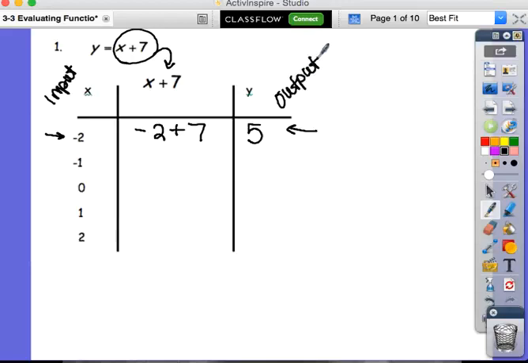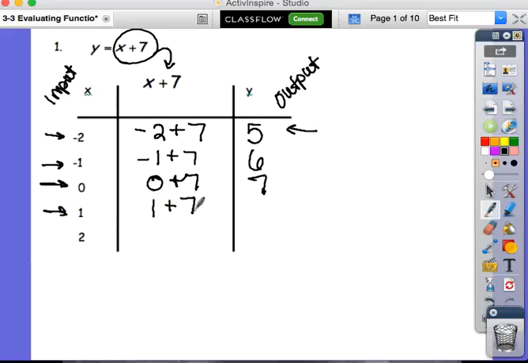Okay? When we input -1, we're going to write -1 plus 7. Out is going to come a 6. Good. When we input 0, 0 plus 7, out is going to come 7. When we input 1, 1 plus 7 is 8. When we input 2, 2 plus 7 is 9.